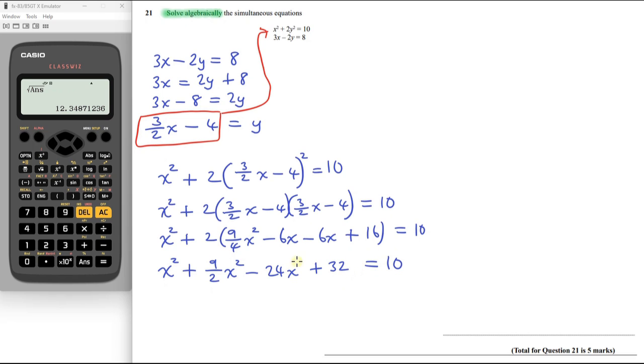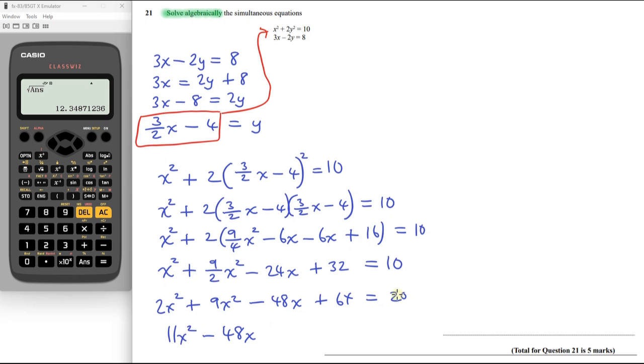Okay, the next thing I'm going to do is, I don't like this fraction here, so I'm just going to multiply everything by 2 to get rid of it. So we're going to have 2x squared plus 9x squared minus 48x plus 64, and that is equal to 20 because I've just multiplied everything by 2. And now I think we can simplify this. So we've got 2x squared plus 9x squared, that will give me 11x squared. Negative 48x plus, oh no, I thought that was an x there, but it's just 64. So we've got minus 48x.